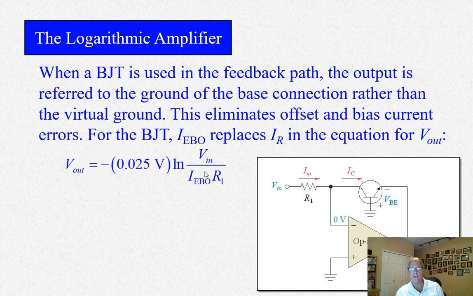IEBO is again right out of the data sheet. It replaces IR, so this is pulled right out of the data sheet for the particular transistor. For your homeworks, examples, and for any test question, you'll be given IEBO or IR, either one of those, so you can solve the problem.